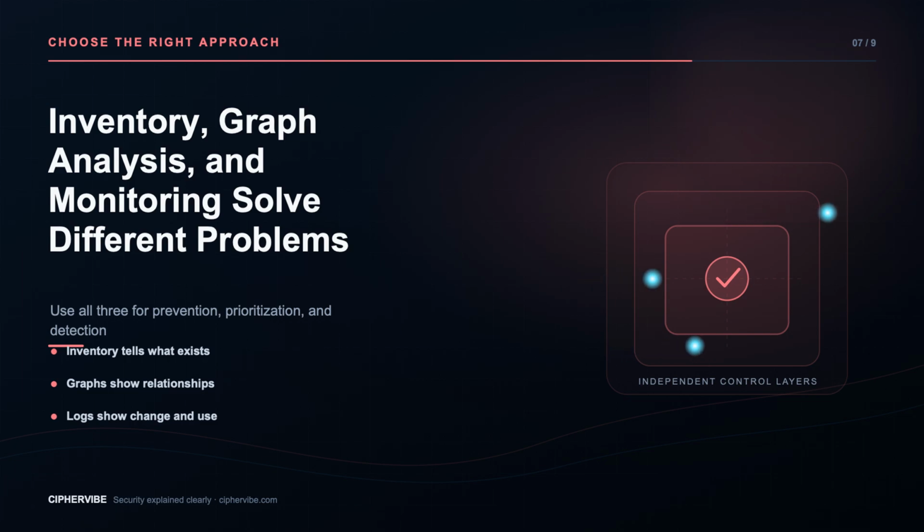Use inventory and baseline assessment when establishing hygiene. Use path analysis when many indirect relationships make manual review difficult. Use continuous monitoring because a clean assessment becomes stale as administrators, applications, and projects change.